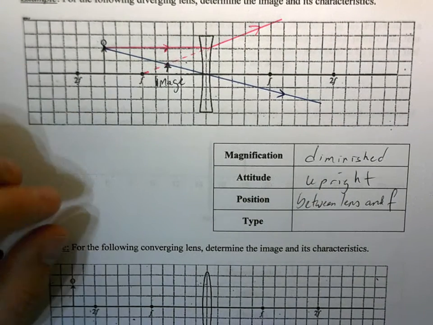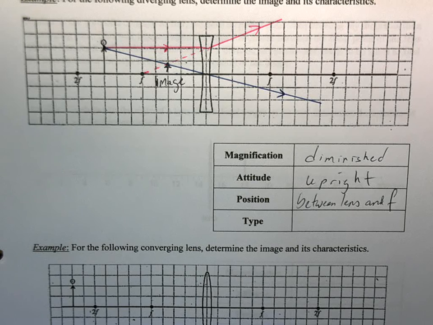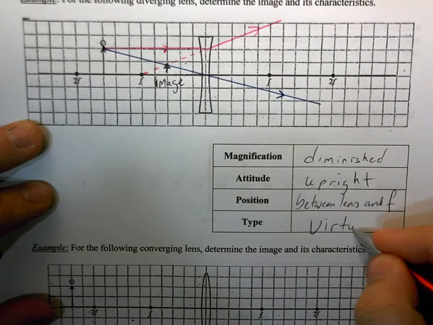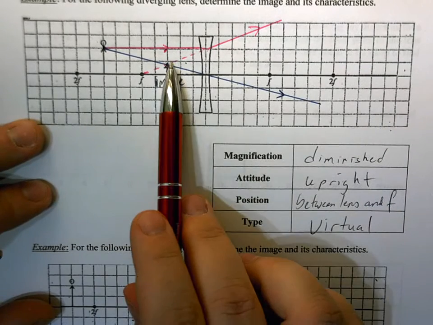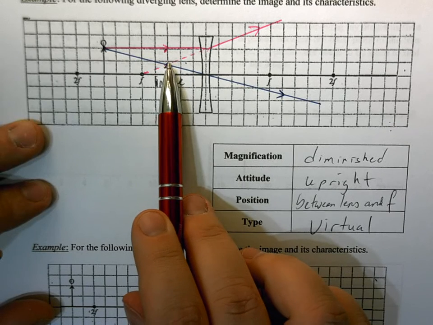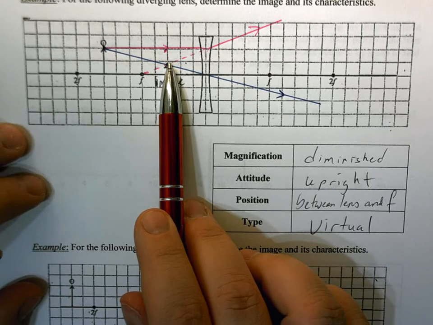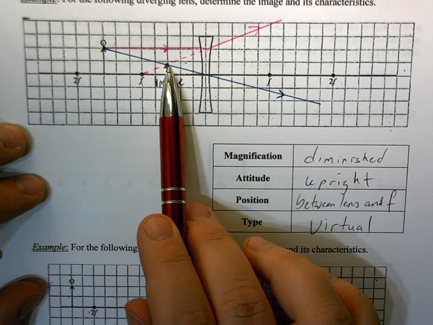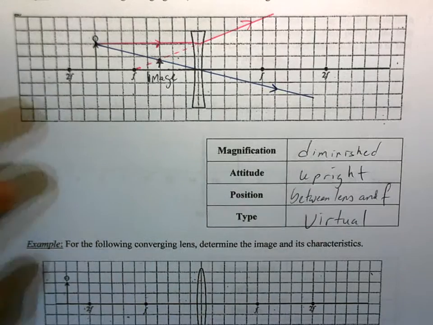And then the type. When we talked about mirrors, we said that if the object and the image are on the same side of the mirror, that would be a real image. For lenses, it's the opposite. If the image and the object are on the same side of the lens, this is actually going to be a virtual image. The refracted rays that are converging here are an extension of the real refracted rays. So these are virtual rays that are intersecting.